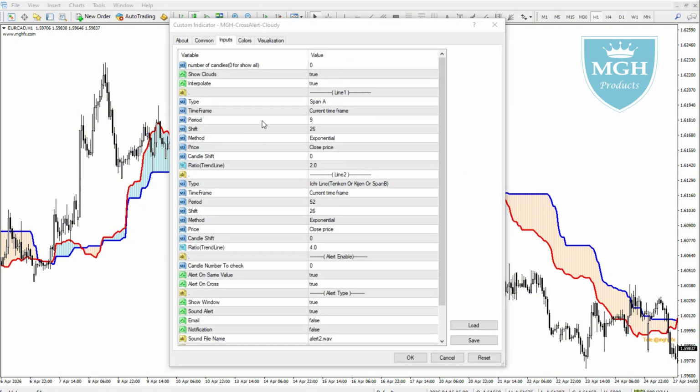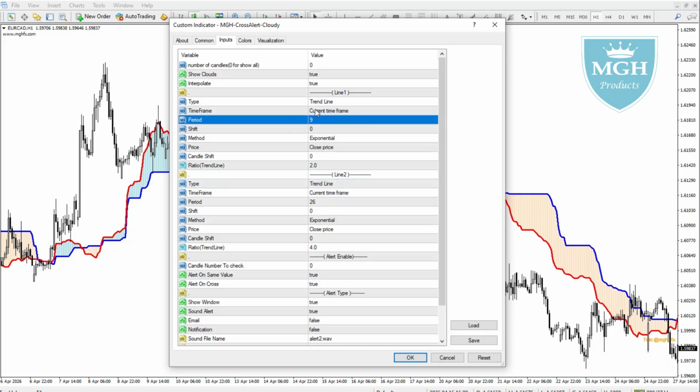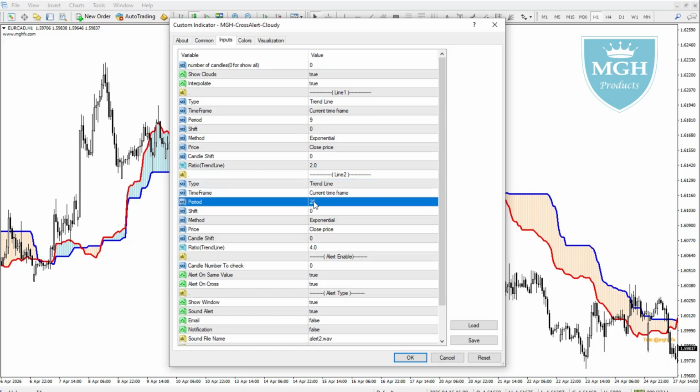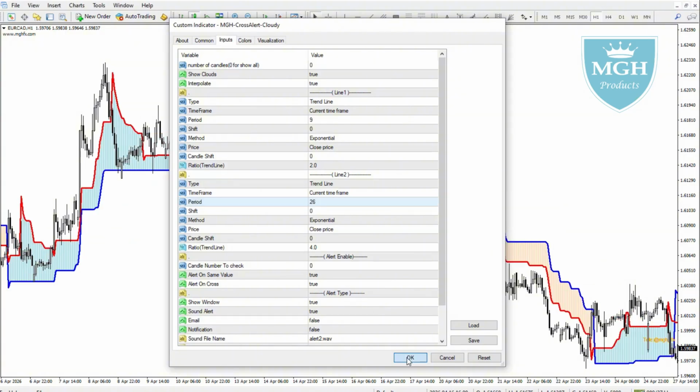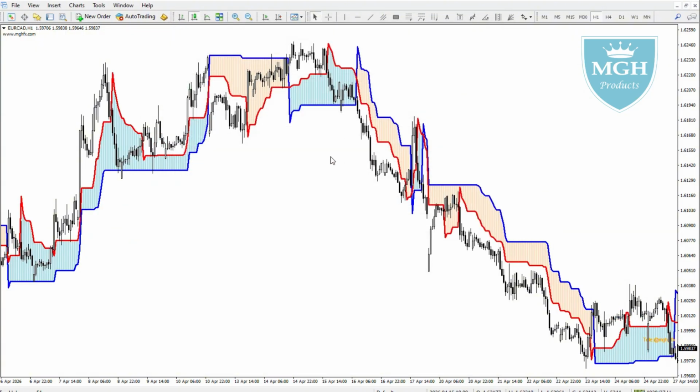In the fourth scenario, both lines are set to trend line type. Line 1, period 9, shift 0, and line 2, period 26, shift 0. Clouds are on. The trend line type calculates a regression-based trend line. You can see on the chart that both lines move more dynamically than simple moving averages.